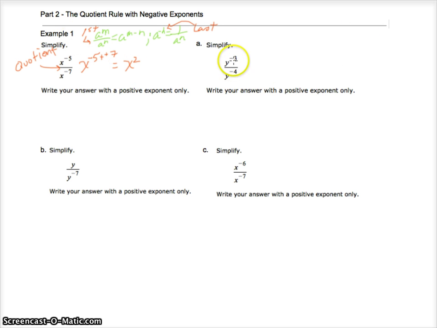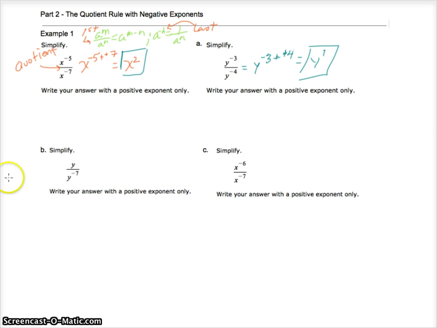First thing I want to do is rewrite the y to the negative 3 over the y to negative 4 as y to the negative 3 minus negative 4. This simplifies by adding the opposite of the second value. Negative 3 plus 4 gives me y to the positive 1. And here again, I do not need to apply my negative exponent rule because there is no negative exponent, so this is my answer, and x squared was my previous answer.